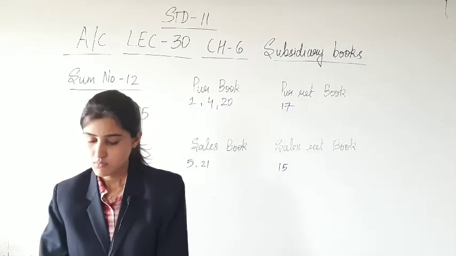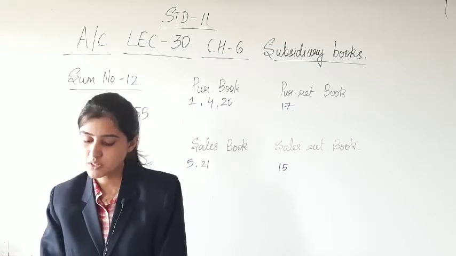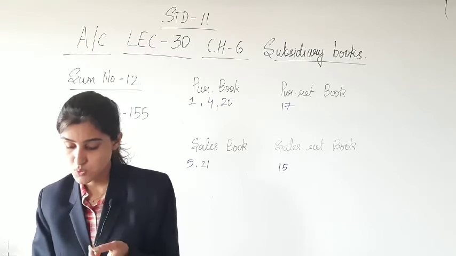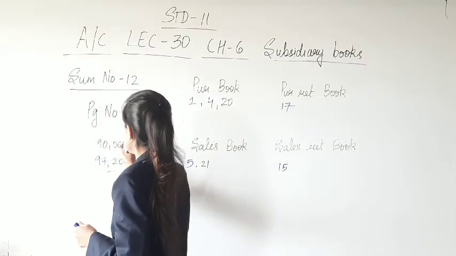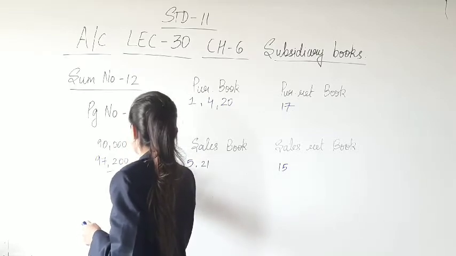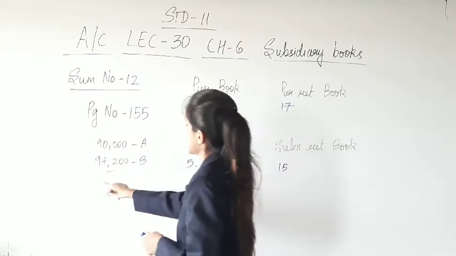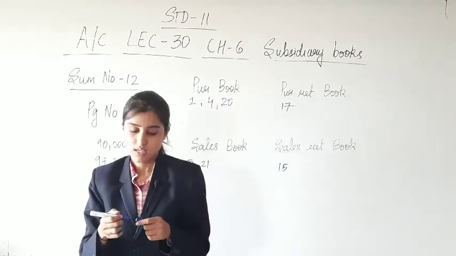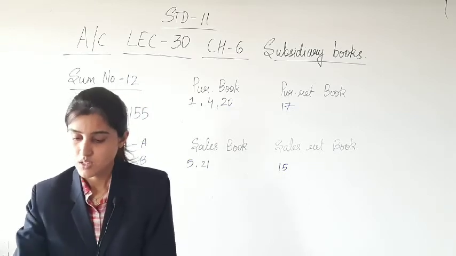Then, yes, I will repeat the amount. The goods that have been purchased from Anuti, goods worth rupees 90,000 have been purchased from Anuti. And the same goods have been sold to Bala at rupees 97,200. Yes, 1,08,000, 10% trade discount. Yes?